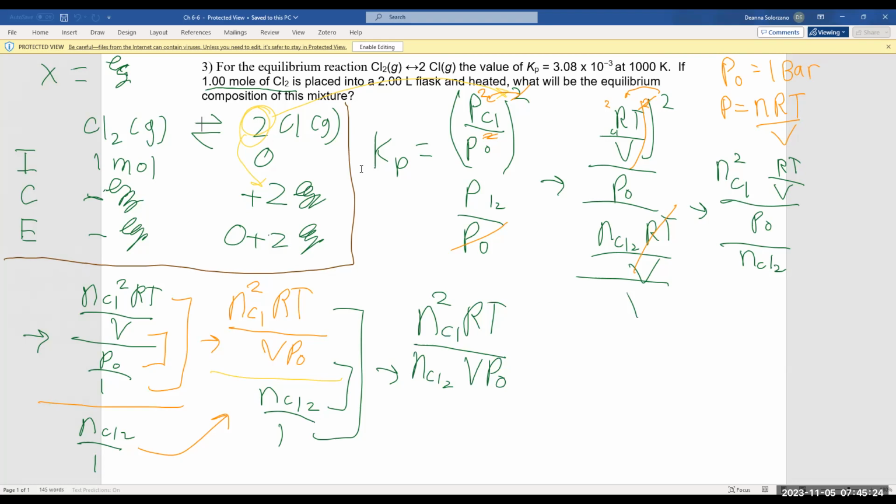Okay. And then from there, you can plug the n's in. So you're getting these from up here where this is nCl2 and this is nCl. So then you can plug those in. Actually, you could probably simplify first. Yeah, let's do that first. There we go. That's going to equal to Kp.